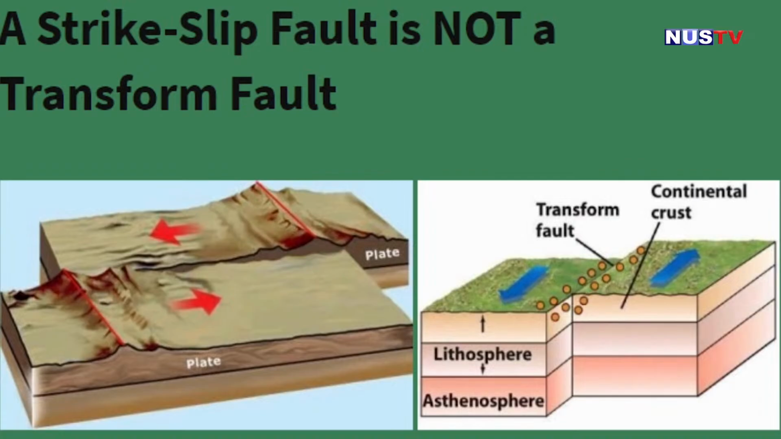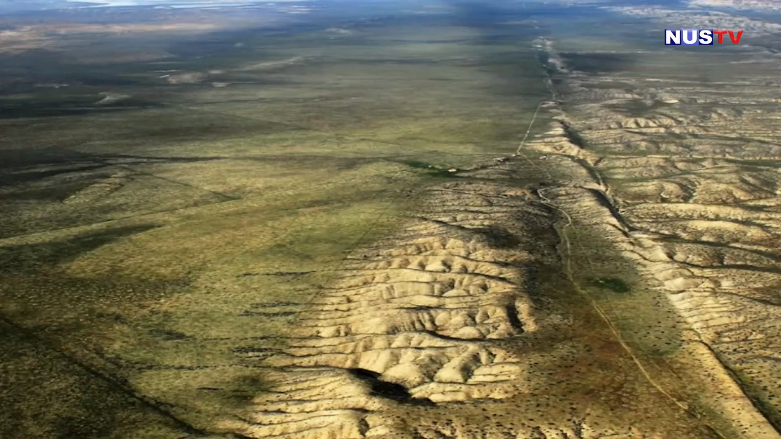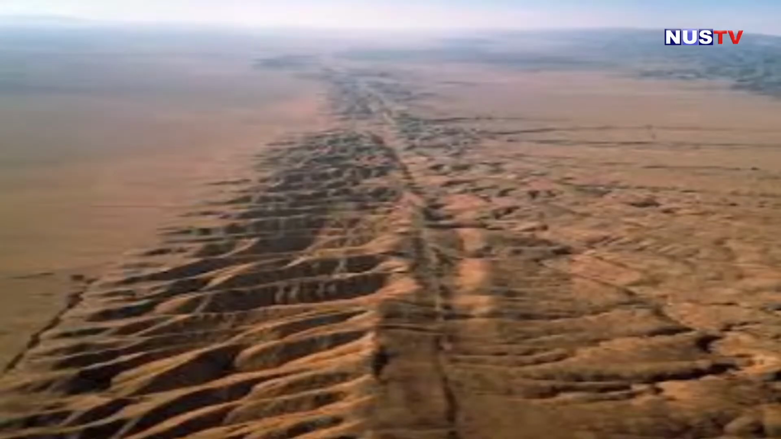Okay? An example of a feature here is faults. An example is the San Andreas Fault, which is in America. Some of the common features here are earthquakes, which are mostly violent earthquakes.